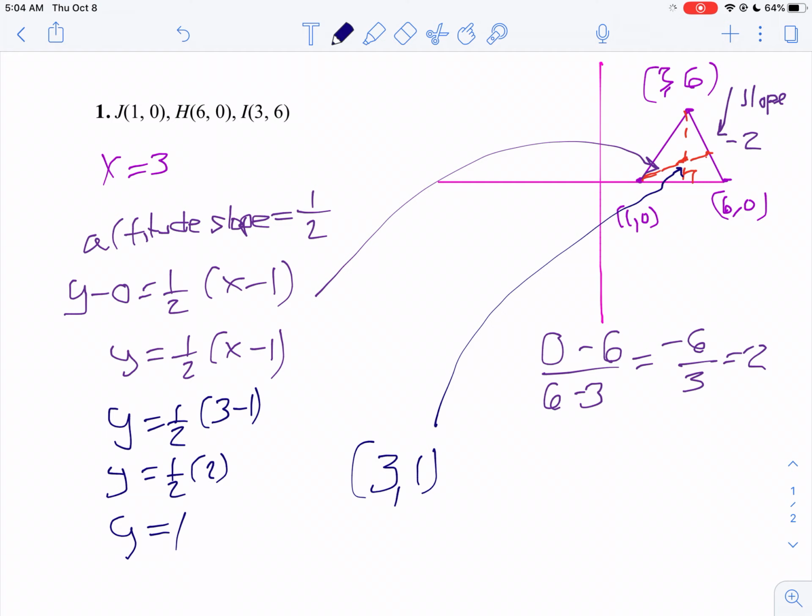That's what that is. That's that point. So to find the orthocenter, you need to find the equations of both your altitudes and then find out where they intersect by using some nice algebra.